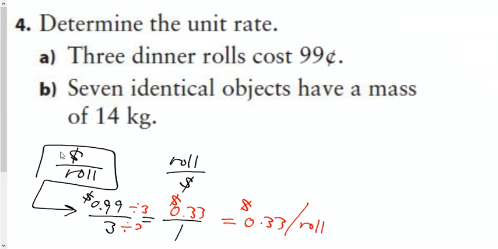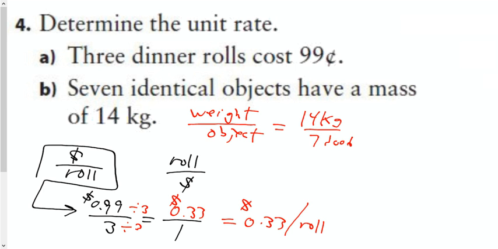And in B, it says 7 identical objects have a mass of 14 kilograms. So do I want to know the mass per object or the number of objects per kilogram? Obviously, I want to know the weight per object. So I'm going to put weight and I'm going to put object to orient my terms. I have 14 kilograms for 7 objects. And therefore, if I make a unit rate per 1, I divide both by 7. And I get 2 kilograms per object. That would be the unit rate.